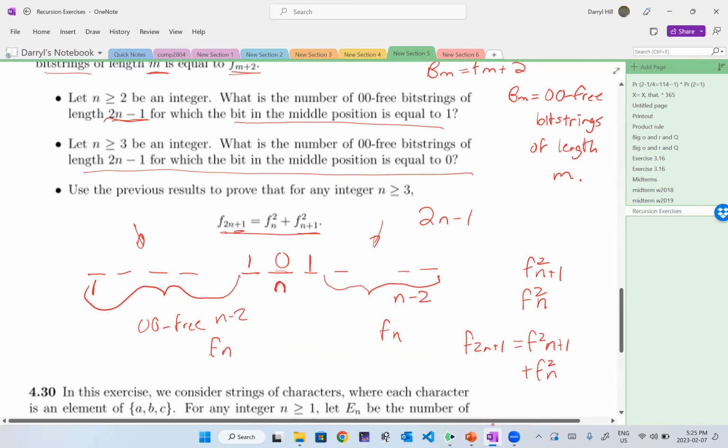Okay, so questions like that are absolutely fair game on a test. They're short, they're easy, but you still have to sort of have knowledge of how these recursive things work.